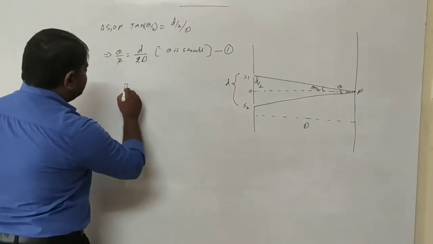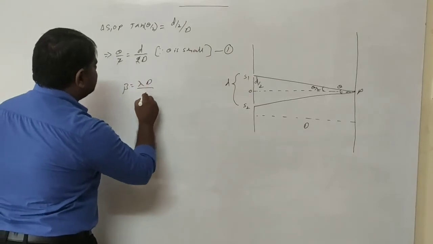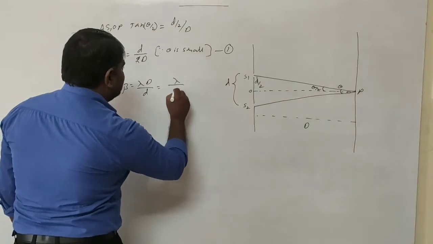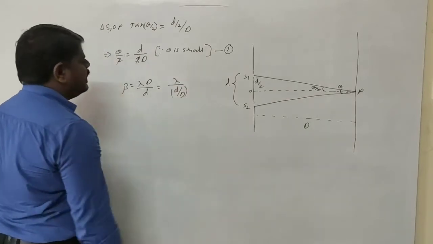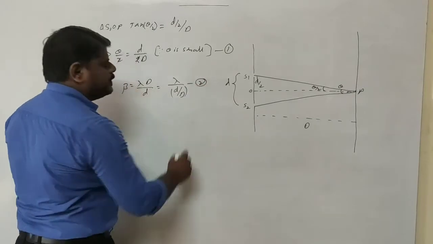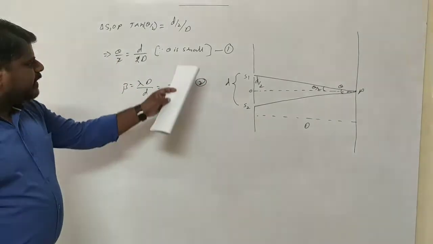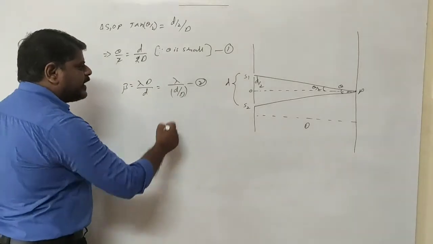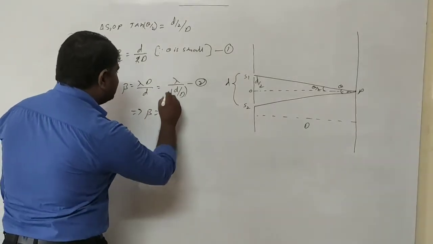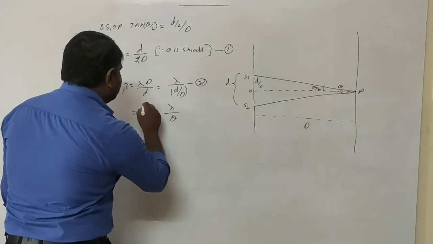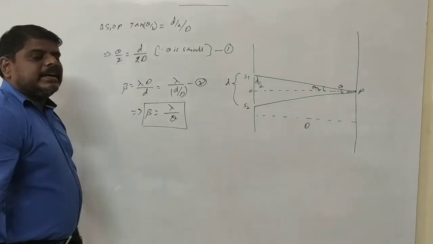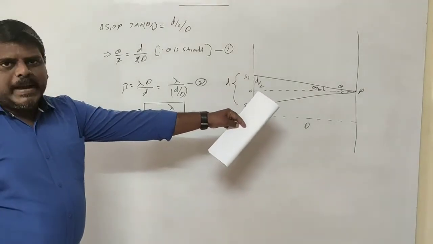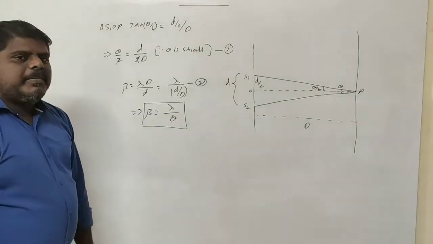What is the formula of the fringe width? Beta is equal to lambda into capital D by small d. That is equal to lambda divided by small d by capital D. Call it equation number 2. Now substitute the first equation in the second equation. Theta is equal to small d by capital D, so at this place you write theta. So that implies beta is equal to lambda by theta. This is the fringe width in terms of wavelength, and the angle given is the one made at the central maximum, that is lambda by theta.